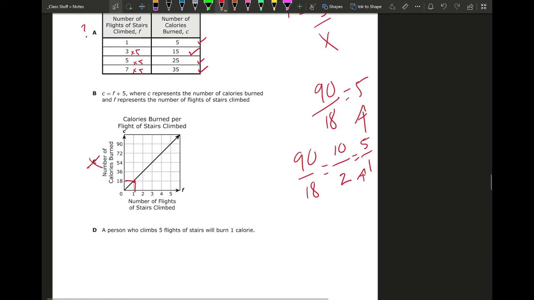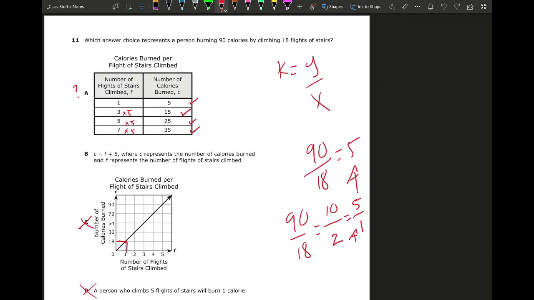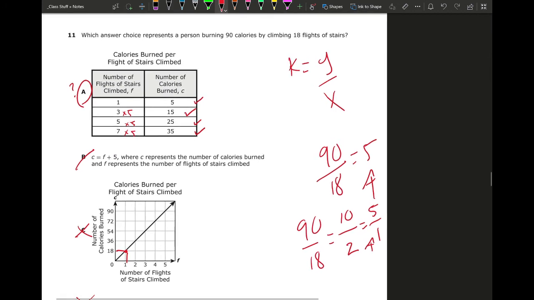Now if you climb 5 flights of stairs, will you burn 1 calorie? No, this is backwards. And C and B says calories equals flights plus 5. Are we adding anything? No, we're not adding anything. So it indeed has to be A. You just have to think about it.